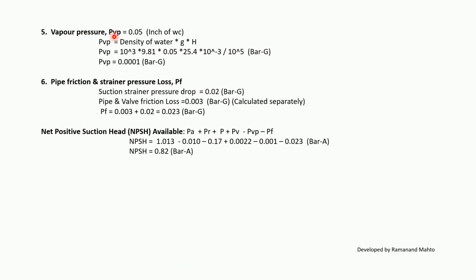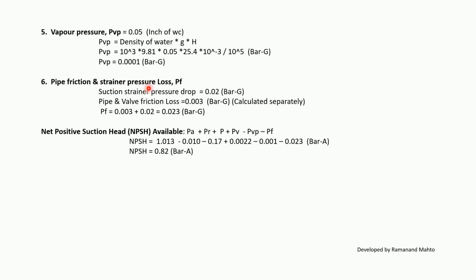Now vapor pressure is 0.05 inch of water column. So now converting into pressure, VP is equal to density of water into g into h. So 10 to the power 3 is the density of water, into 9.81 g, into 0.05 inch, converting 25.4 millimeter, multiplying by 10 to the minus 3 for meter. Now dividing by 10 to the power 5 for bar gauge. So PVP is equal to 0.001 bar gauge.